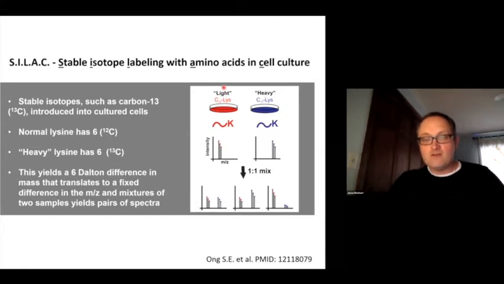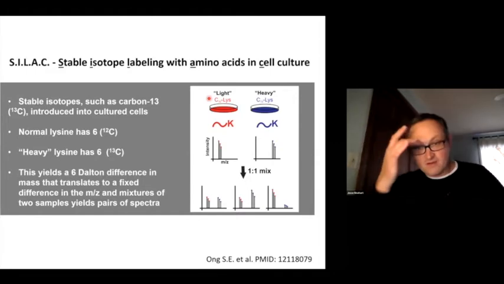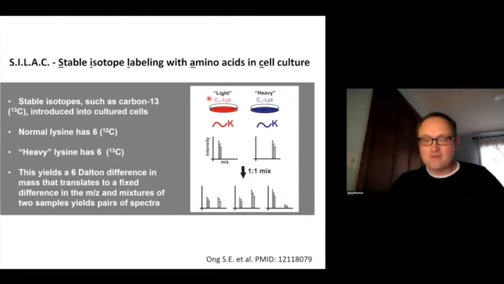So all you need to know is there's a light and a heavy. The light sample has normal lysine, and that's carbon-12, the most abundant form of carbon that naturally exists. But then you can also get an isotopically enriched heavy lysine, so that means your carbon is carbon-13. And the trick there is that if you compare carbon-12 to carbon-13, it's 1 Dalton.